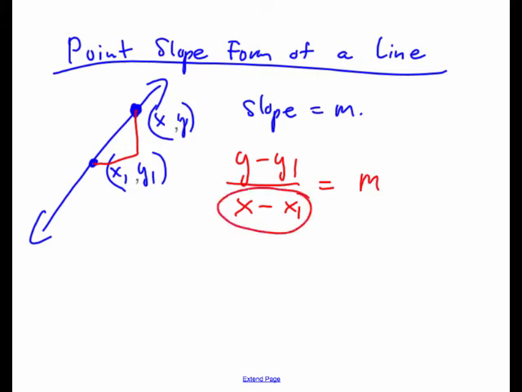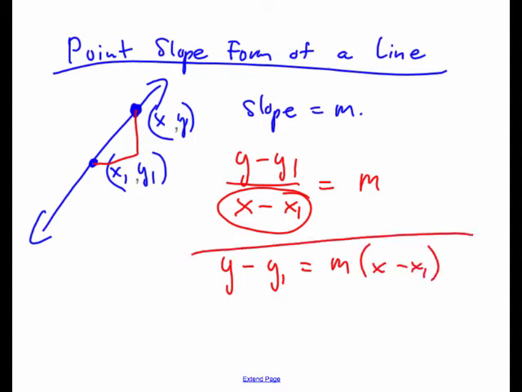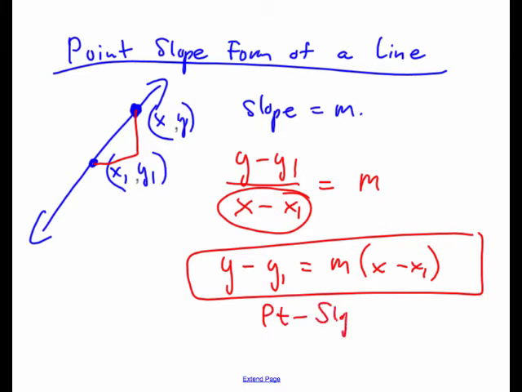And if we move this over to the other side by multiplying both sides by x minus x1, we get our equation looking like this. And this is what we call the point slope form of a line. And this form of a line makes it very convenient to calculate the equation of a line.